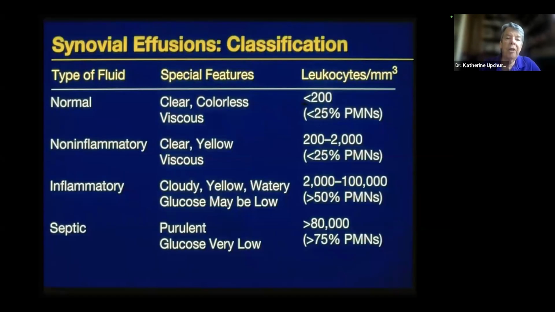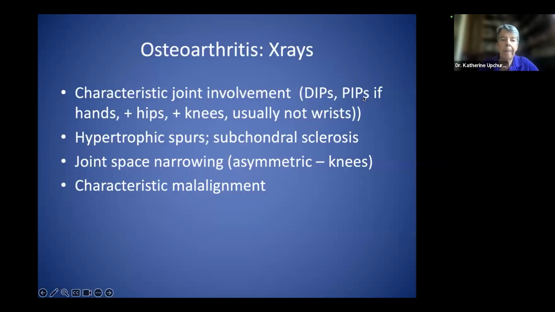First, I wanted to mention briefly that synovial effusions can be helpful when they're evaluated in the laboratory. Septic arthritis is the one of greatest concern, and there's often an overlap between septic and inflammatory. And you want to get a differential, and you want to make sure that you send the fluid for culture. This non-inflammatory would be the osteoarthritis, and normal, it's just very clear, viscous, with hardly any leukocytes.